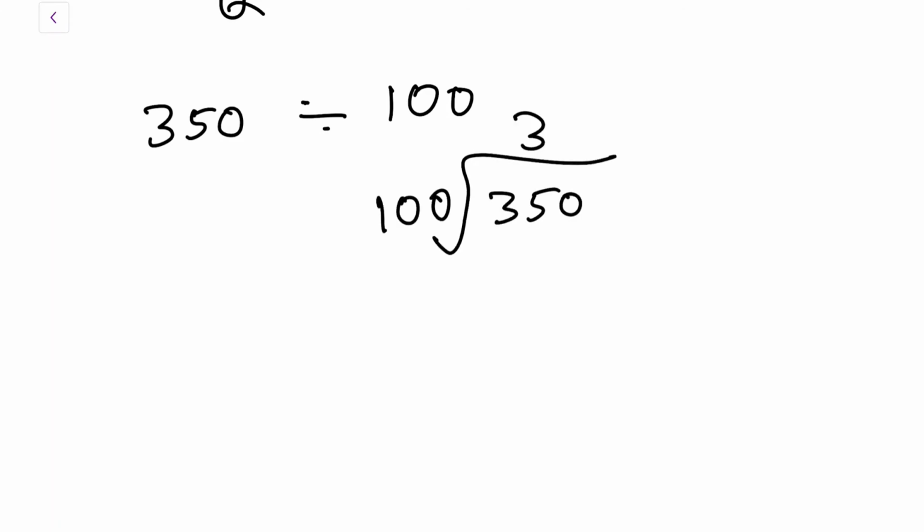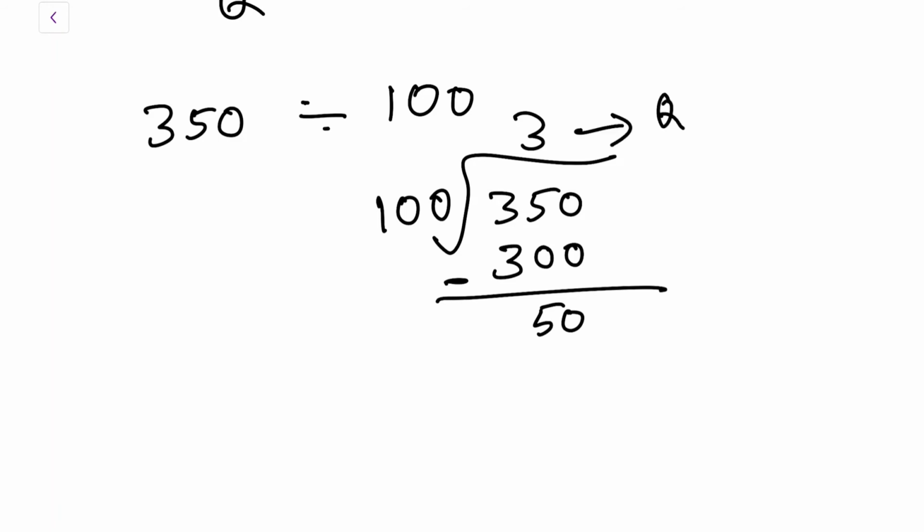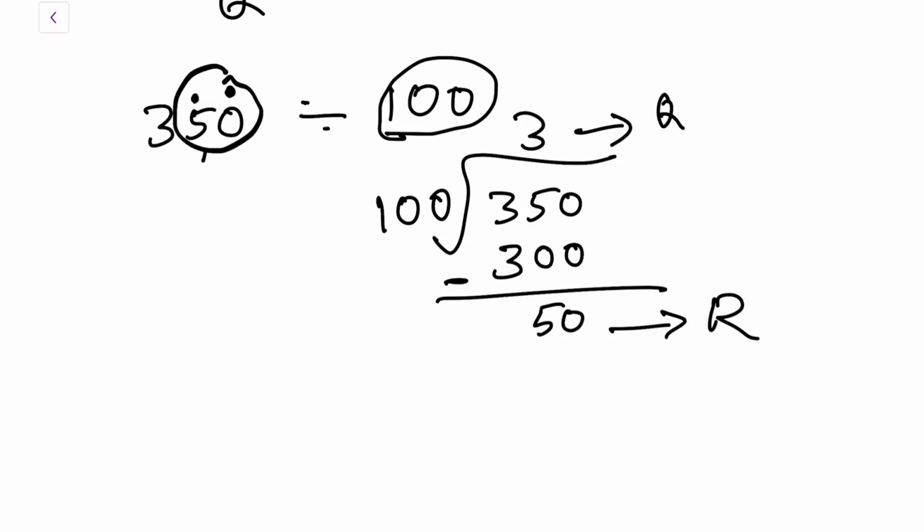350. 100 into 3 is 300. Alright? 350 minus 300 is 50. Alright? As you can see, this is your quotient and this is your remainder. Now, when a number is divided by 100, the digits in the tens place and ones place, that means this is your tens place and this is your ones place, that becomes your remainder.